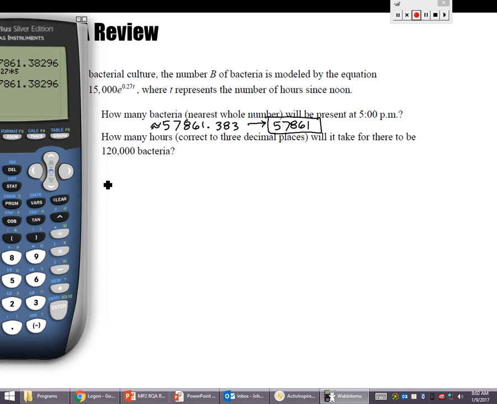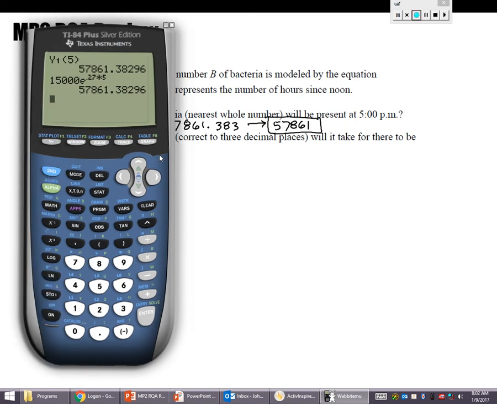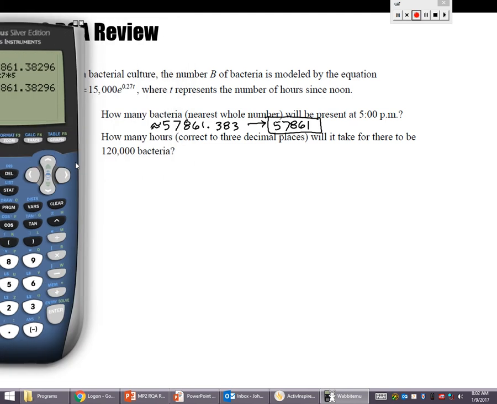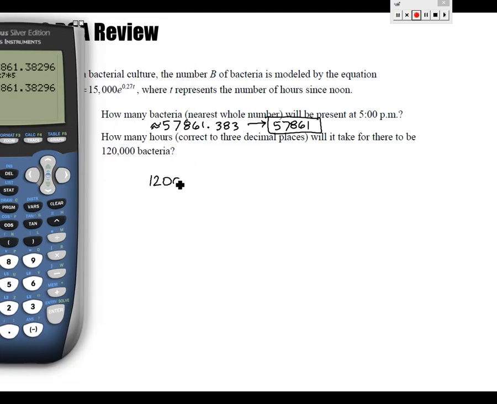Okay. How many hours will it take for there to be 120,000 bacteria? There are 2 ways you could do this. I think we taught you 3 different ways. One way to do it would be to make some guesses along the way. In the end, I hope you understand that this is the equation we're trying to solve, right?